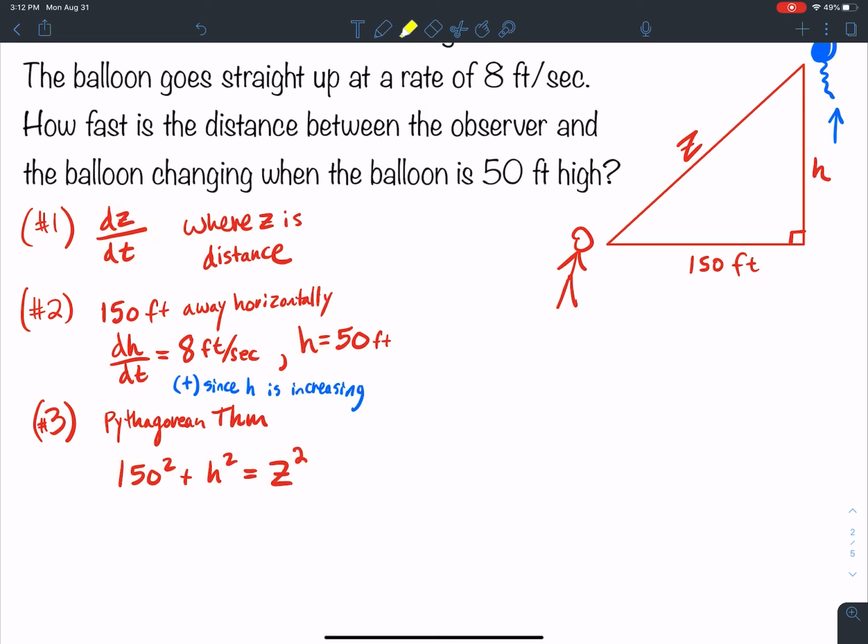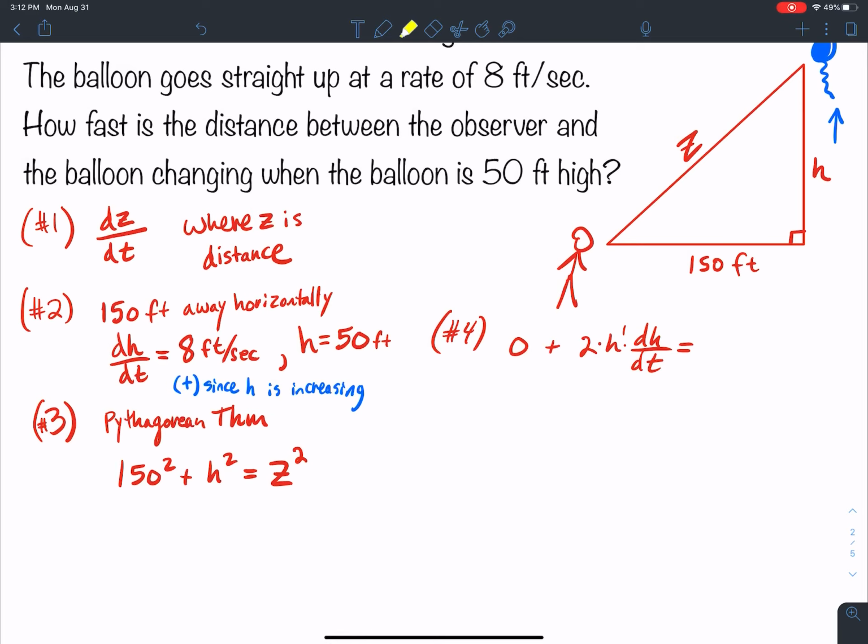So now I need to take the derivative with respect to t. The derivative of a constant is 0. The derivative of something squared is 2 times something raised to the 1 times the derivative of the something, dh/dt.